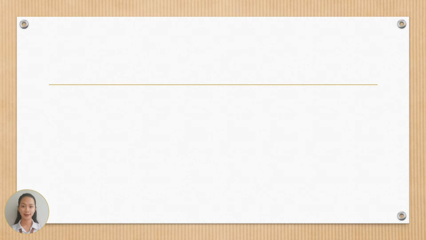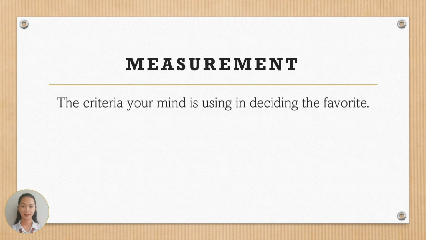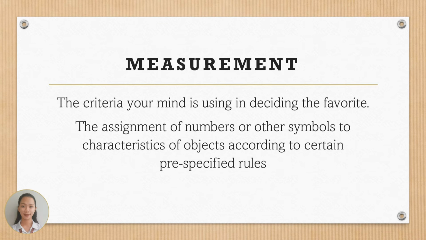So here we will talk about measurement. What do we mean by measurement? It is the criteria your mind is using in deciding the favorite newspaper, like what we have said in our example. So in research terms, measurement is nothing but the assignment of numbers or other symbols to characteristics of objects according to certain pre-specified rules.